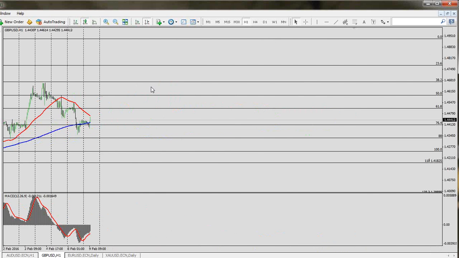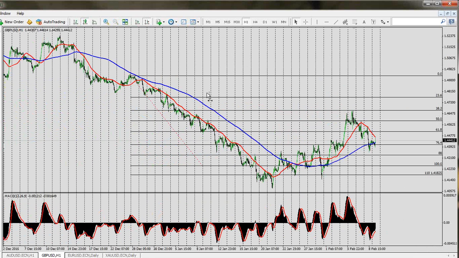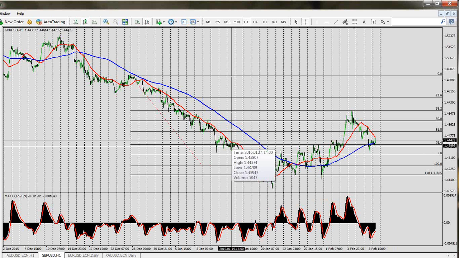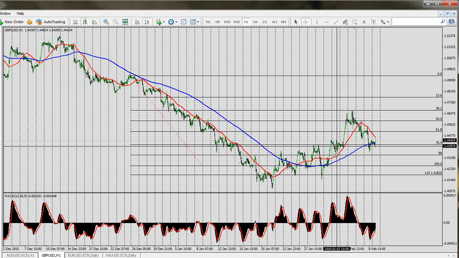If we zoom out a little bit in order for us to see how the market is really doing, we can see that the current level that we are at is a very strong previous resistance and support level. So at the moment, it's a very strong support level.